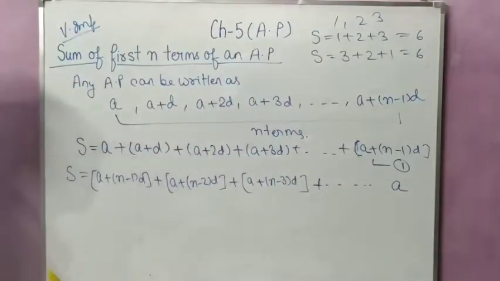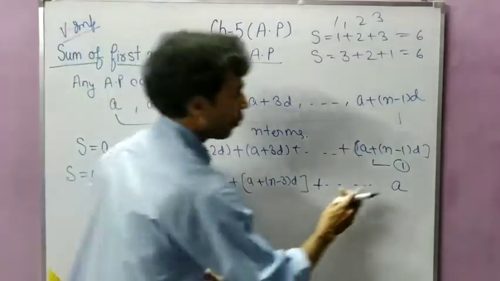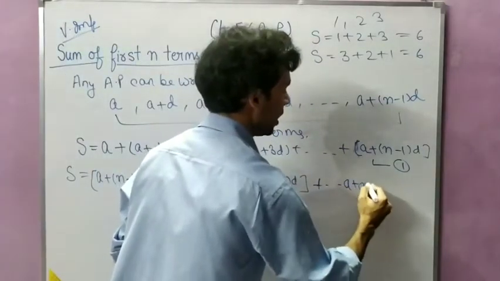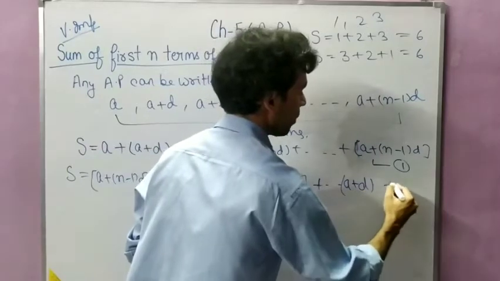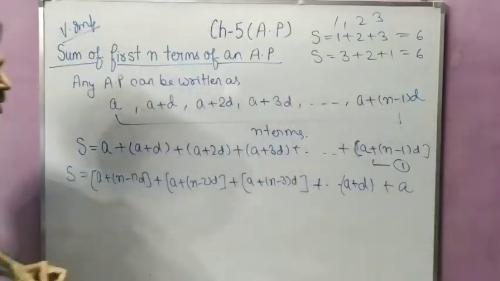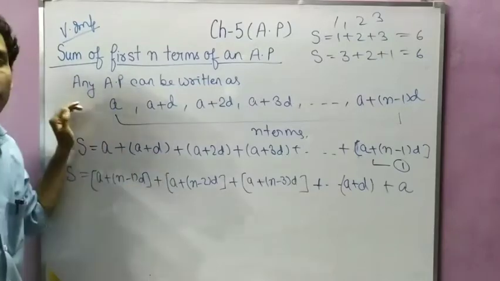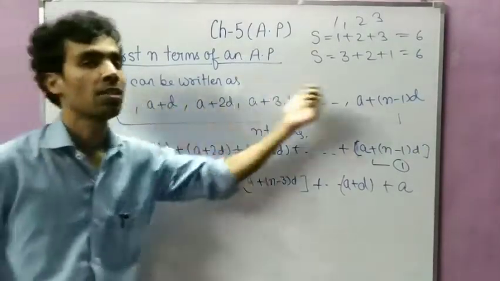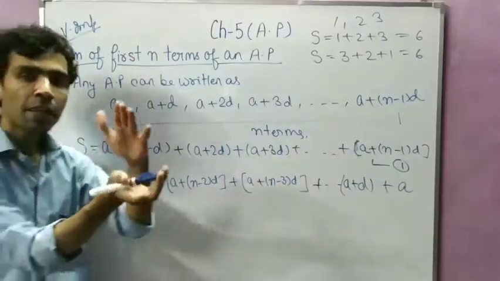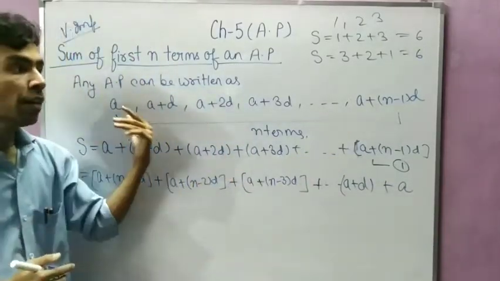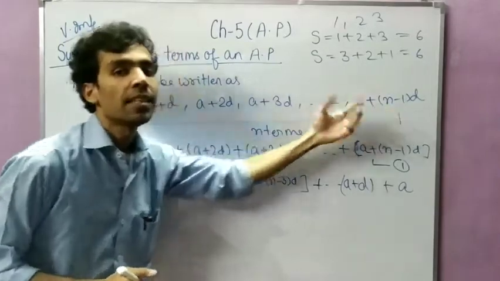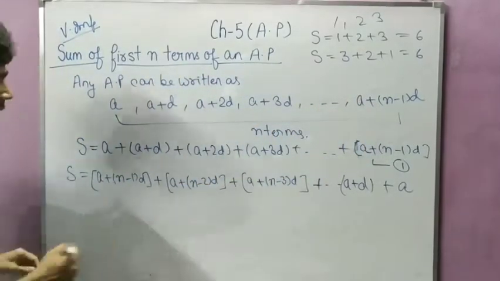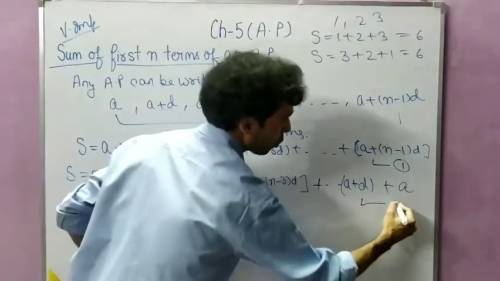Is it clear or not, student? And before that what will come? a plus d and then a. In the first case I have added all the terms in the proper manner, from starting to last. In the second case I have reversed the terms, meaning whatever was the last term in the first case becomes the first term in the second case. So see student, this is equation number 2.